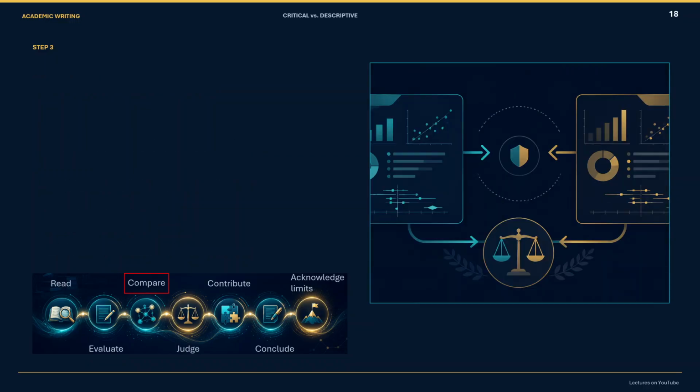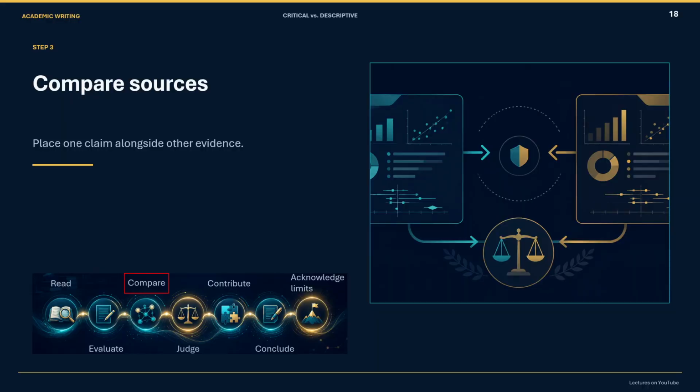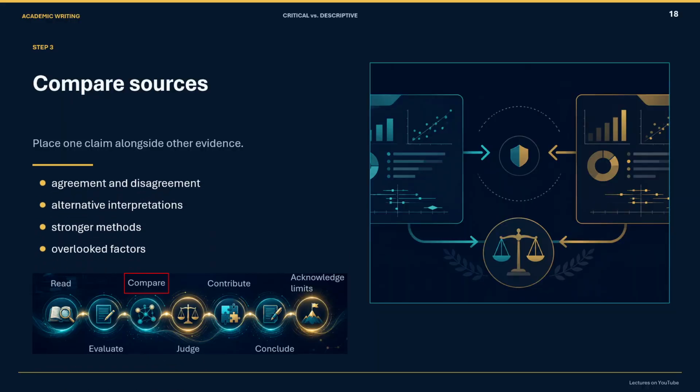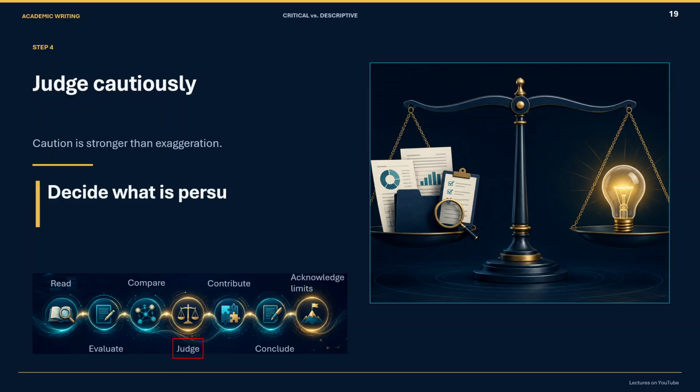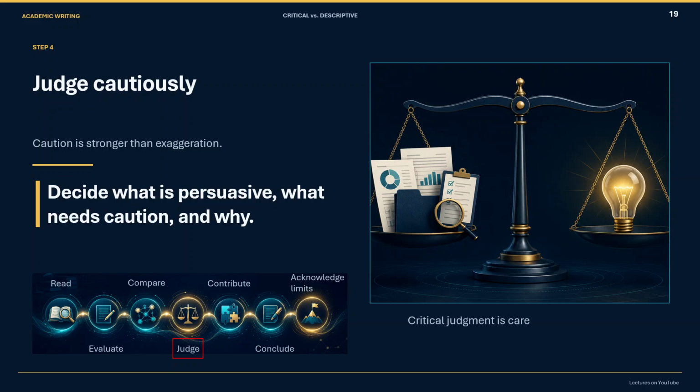Third, compare the source with other evidence. Look for agreement, disagreement, alternative interpretations, stronger methods, and factors that may have been overlooked. Fourth, judge cautiously. Decide which conclusions are persuasive, which require caution, and why. A careful judgment is usually stronger than an exaggerated claim.